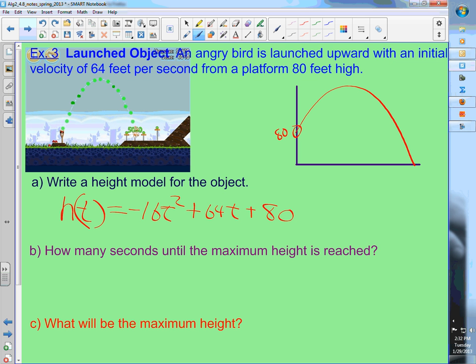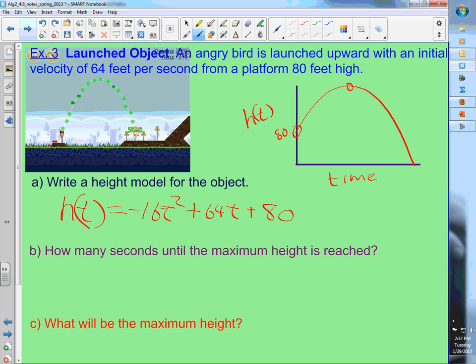How many seconds until the maximum height is reached? Where does the maximum height occur? What's it called? Vertex. Here's the vertex. This variable, the one that's horizontal, is which variable? Time. In this, the vertical variable is your height based on time. We need to find t, comma, h.